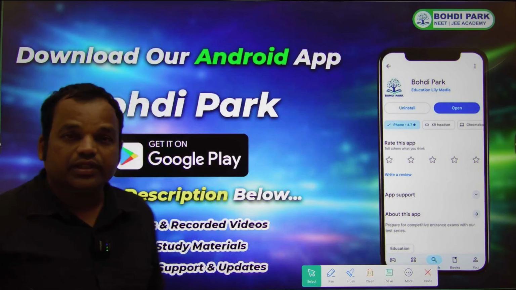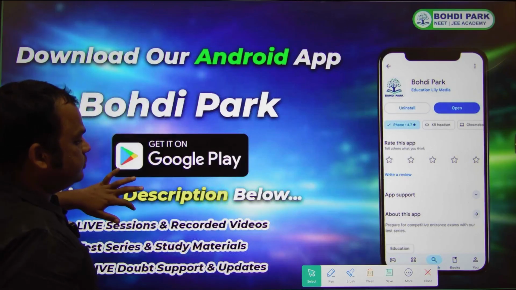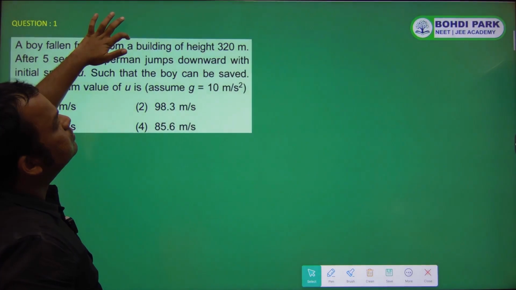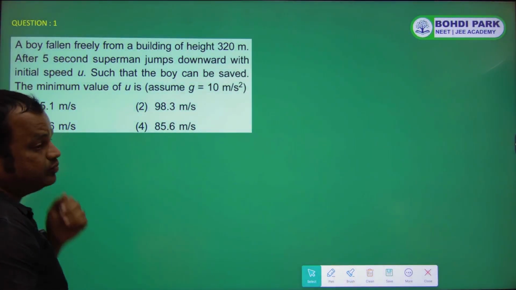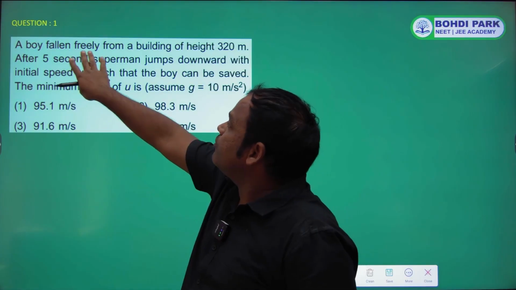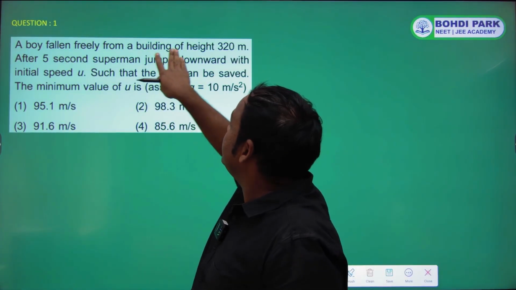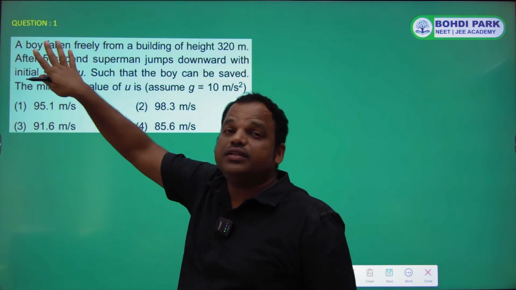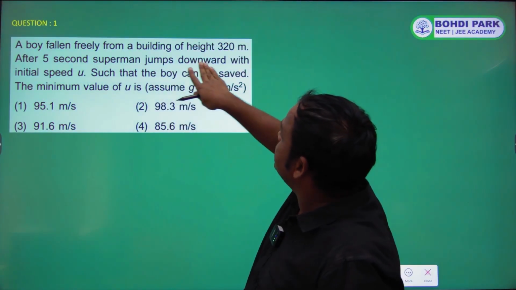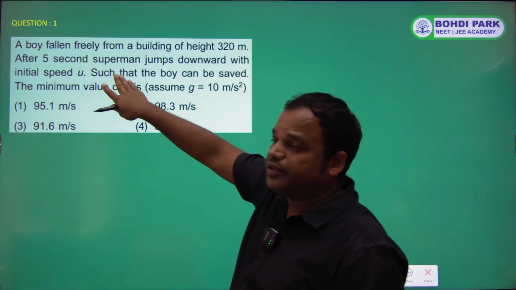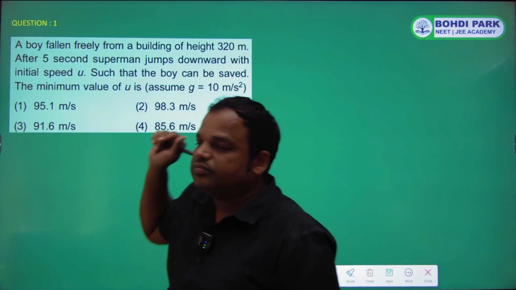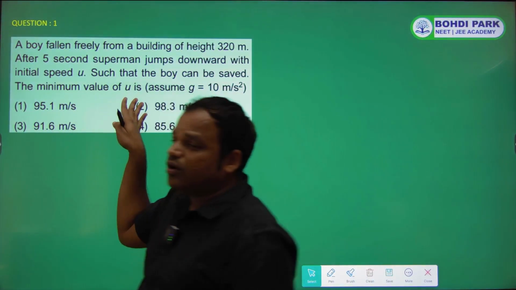So let's start with the first question. In this first question it is mentioned that a boy falls freely from the building of height 320 meter. So initial velocity 0. After 5 seconds, Superman jumps downward with initial speed u, such that the boy can be saved. What is the minimum value of u?